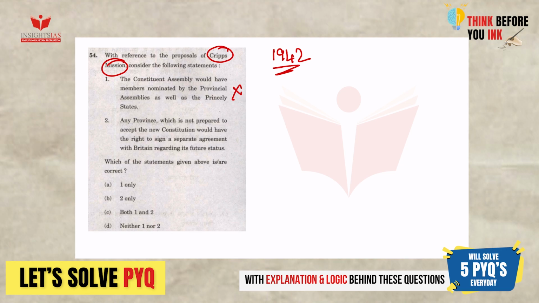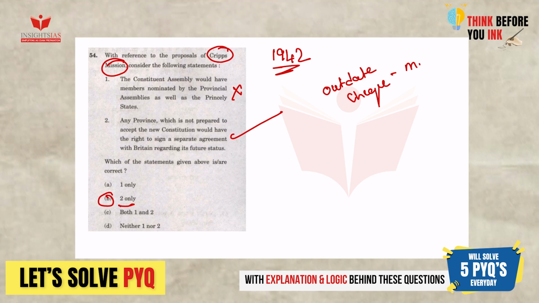And any province which is not prepared to accept the new constitution would have the right to sign a separate agreement with Britain regarding its future status. This is correct. So the answer would be B, 2 only. Regarding the Cripps proposal, you can say Gandhi rejected it. And what did Gandhi call the Cripps proposal? He called it an outdated check. This was told by Gandhi.